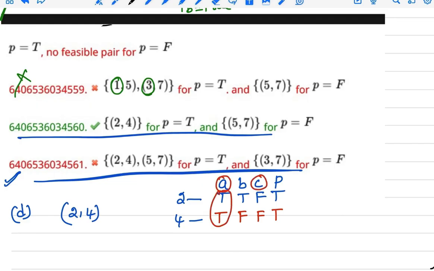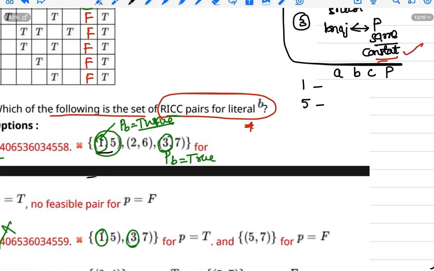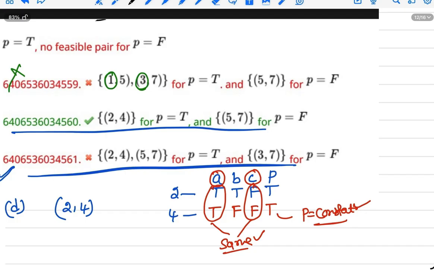Both are true, both are false. These are the same and identical also. This is correct. And the predicate is constant. This is also correct, right? The predicate is constant and fixed. If the major clause changes from true to false, right? 2, 4 is correct. This pair is correct.